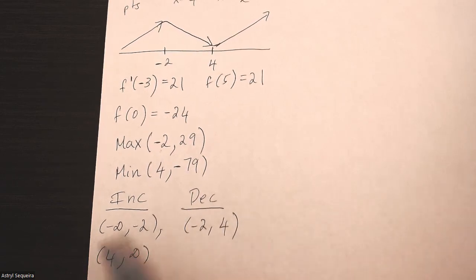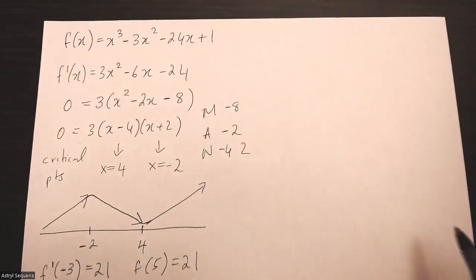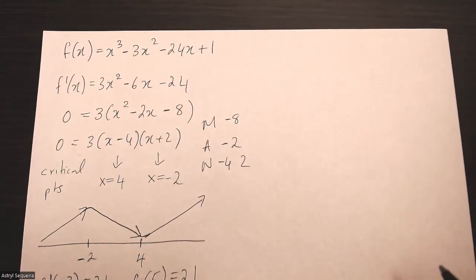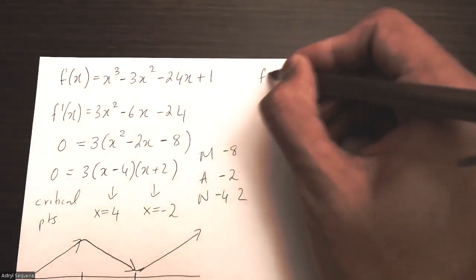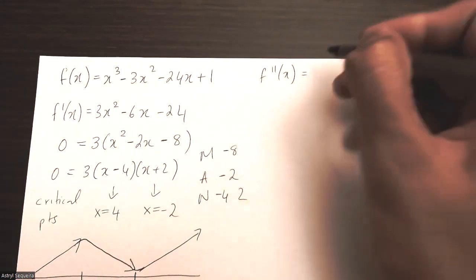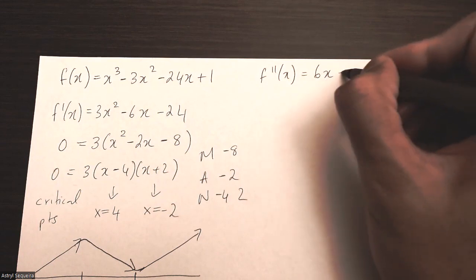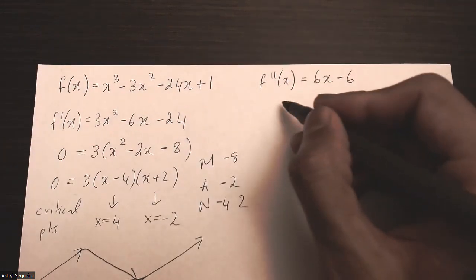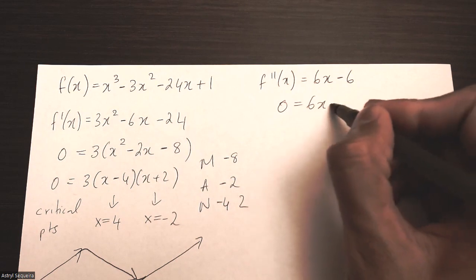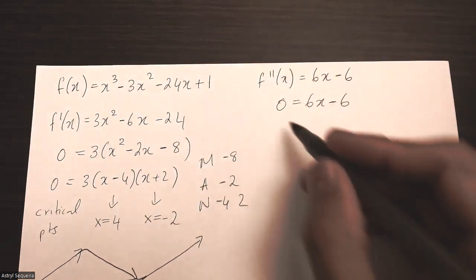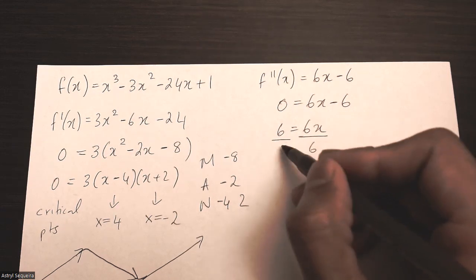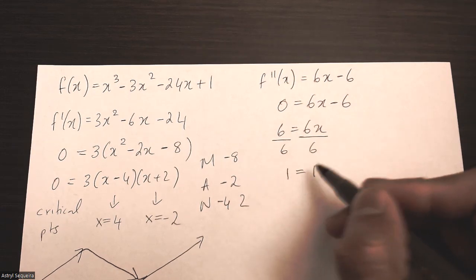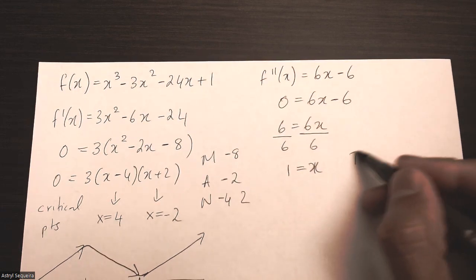Once I've completed my intervals of increase and decrease, I want to do my second derivative to figure out my inflection points and my intervals of concave up and concave down. I'm going to derive this again. F double prime of x equals 6x minus 6. You want to make this equal to 0 and solve. This is a linear equation, so you don't have to factor, it's better to just solve. So I get x equals 1, and this is my inflection point.